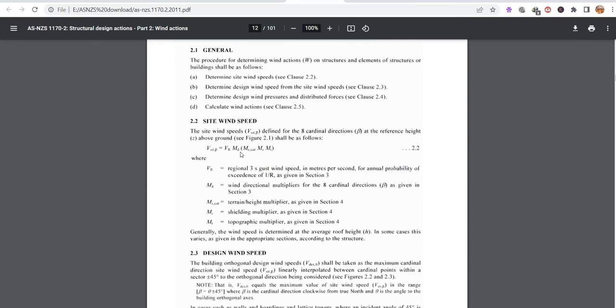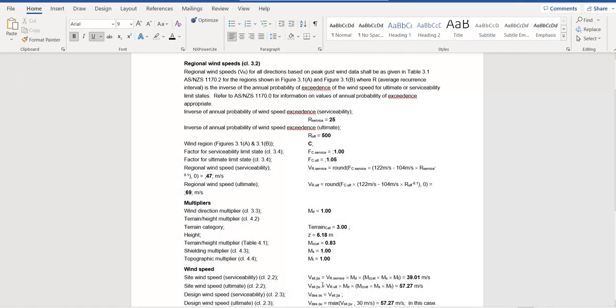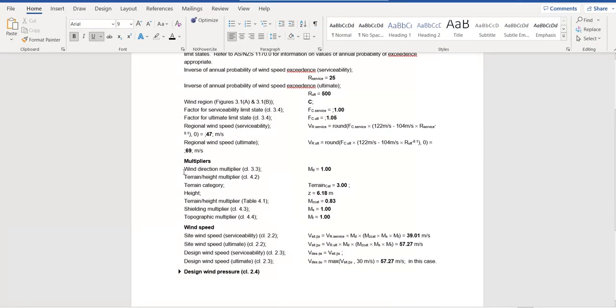We have already found our VR. Then the next thing is to get our MT, MZ cut, and MS. So my MD would be 1, which is the shielding multiplier.